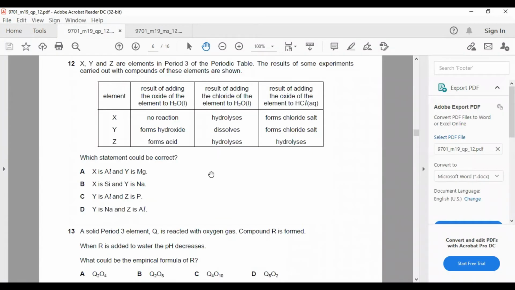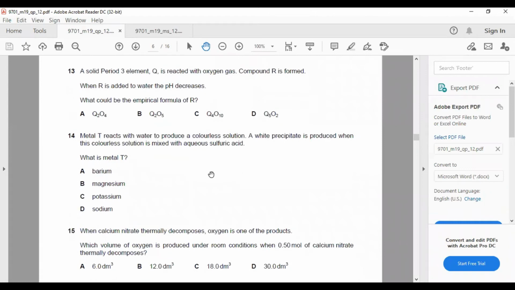Okay, 13. Again, period 3 question. R is formed when an element reacts with oxygen gas, so R is an oxide. When R is added to water, the pH decreases, which means it is an acidic oxide.